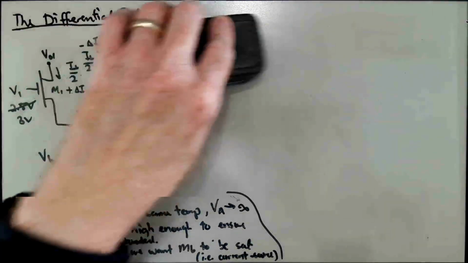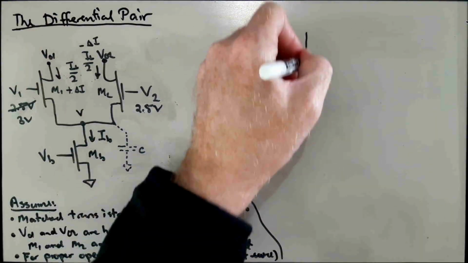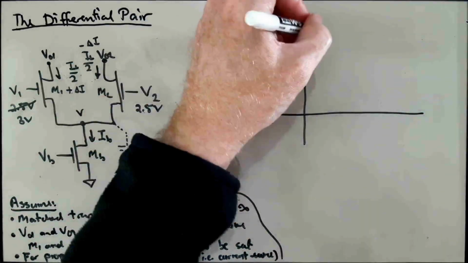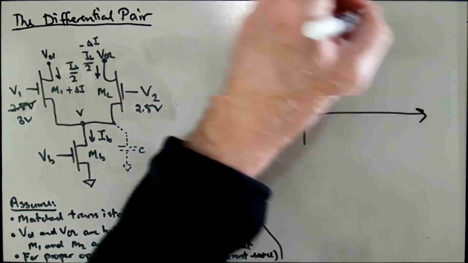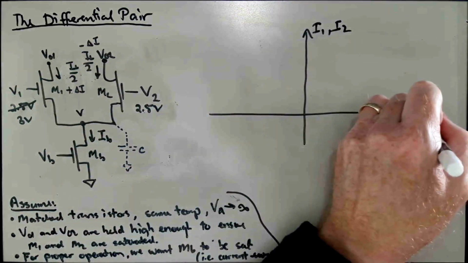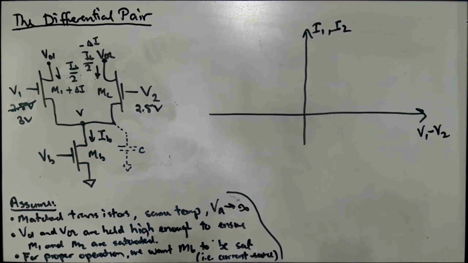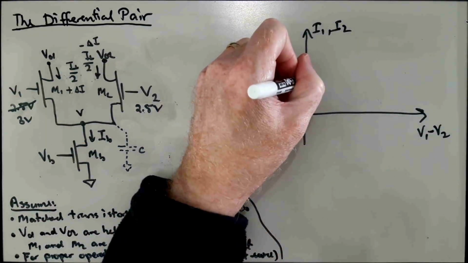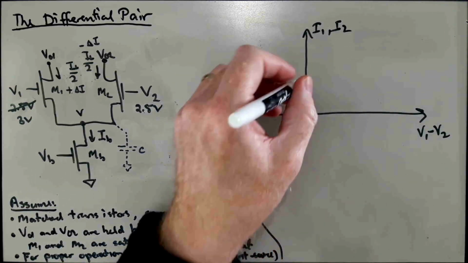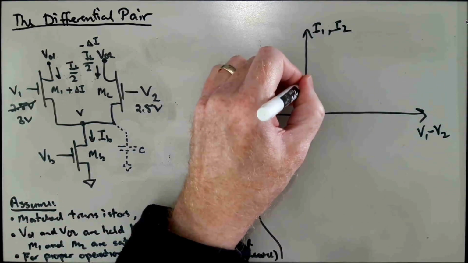And so what does this mean? If we were to plot, let's say, these two currents, I1 and I2, as a function of, let's say, the difference between V1 and V2. When V1 is equal to V2, that means that this voltage V1 minus V2 is 0. We would have half the bias current. They will both be at half the bias current.